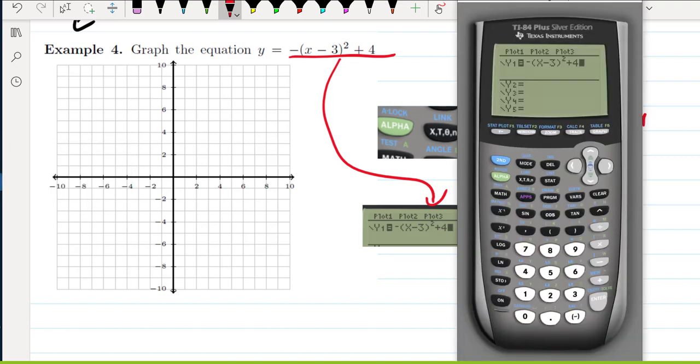So graphing it on our calculator can be done by now just pressing our graph key, which is in the upmost right-hand part of our keyboard, and it's going to draw a graph. But that's not particularly helpful when you need to graph something on a piece of paper or in MyLabs, right? Because it's on your calculator.